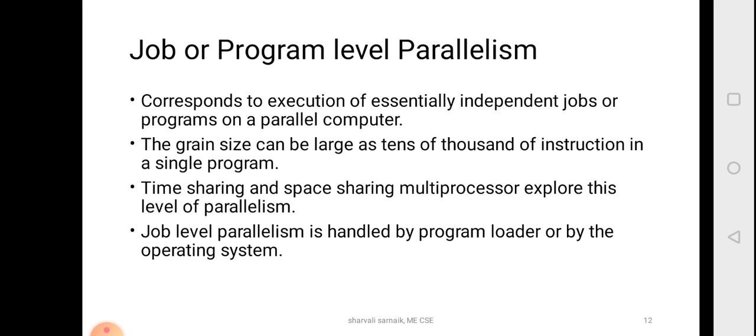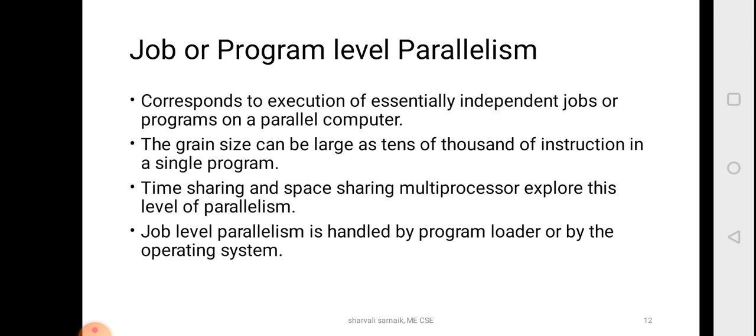Next we have job or program level parallelism. Now this corresponds to the parallel execution of essentially independent jobs on a parallel computer. So it mostly corresponds to execution of essentially independent jobs or programs on a parallel computer. The grain size can be as high as millions of instructions in a small program. So for supercomputers with a small number of very powerful processors, such coarse grain parallelism is practical.